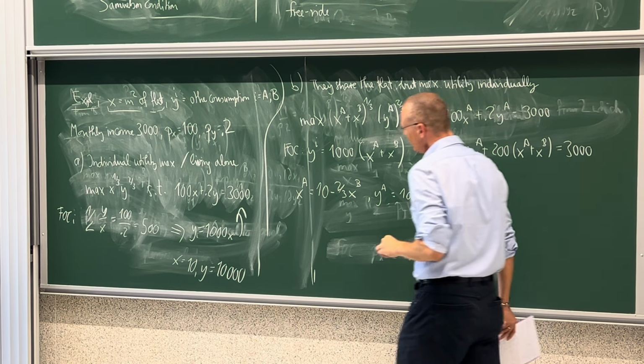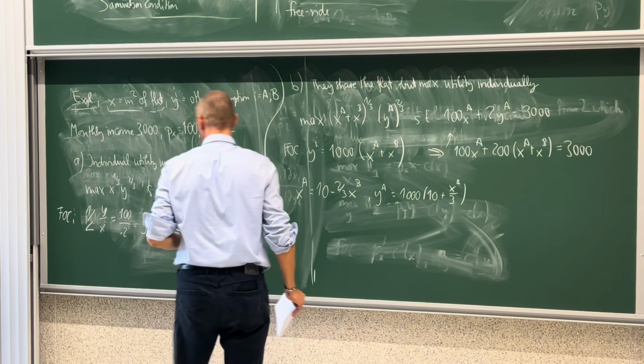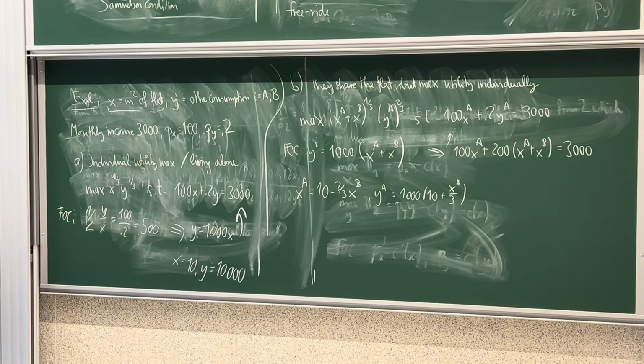Then you get the intersection of these two best replies, which is essentially the Nash equilibrium, which later on you will get to know as Nash equilibrium. So I plug the XB into the XA. So I plug XB is equal to 10 minus 2/3 XA into XA.